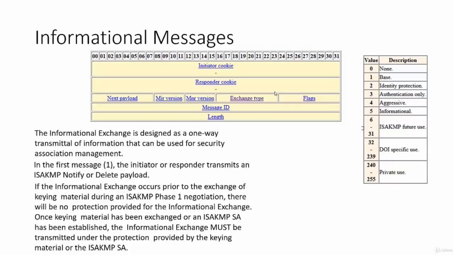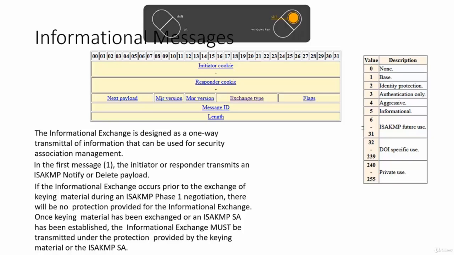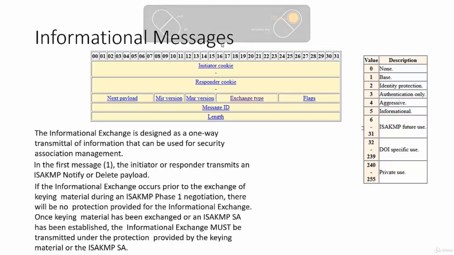Hello. In this lecture, we will look at the informational messages. Information messages are used to exchange error conditions and also notification of delete of security association. If the actual informational message was sent before phase 2 is established, it is going to be in clear text. But if it is after phase 2 was established, it is going to be encrypted. The messages are either notify or delete.